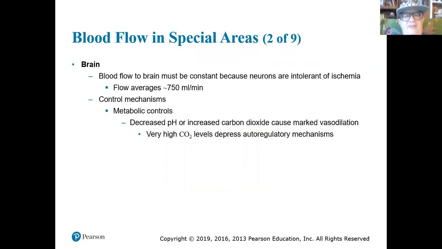The brain has to have a constant flow of blood. Neurons do not handle low oxygen levels. The flow of blood to the brain is 750 milliliters per minute. That tends to be true whether we're at rest or we're doing things rapidly. What we have to do is maintain that. We can't let it go super high because it's got really delicate vessels. We could blow them out. So our goal is to keep the blood flow the same.